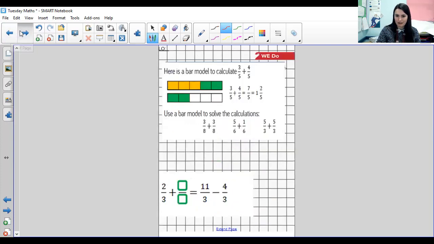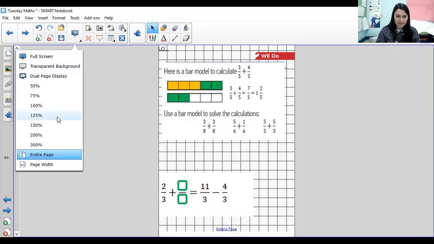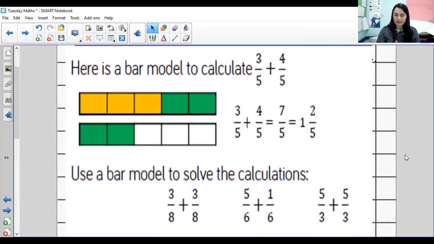Right, let's give you a go now. So pause the screen. Let's do this top question first. So pause the screen here and have a go on a bit of paper, and then I'm going to go through.